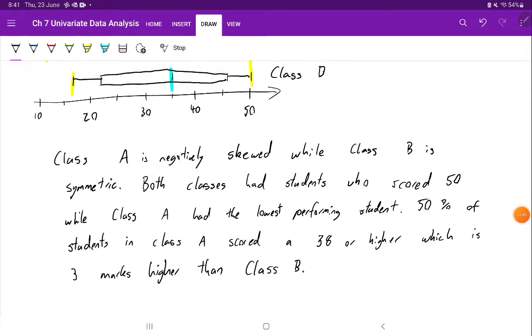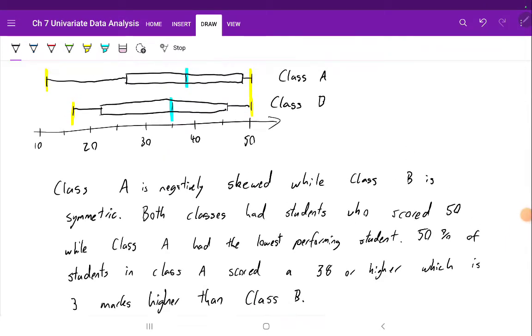Again, so we have some evidence against Class A and some evidence for Class A. It's bad that they have the lowest mark in the whole school out of the two classes, but it's good that their median is higher. It means they're performing better.